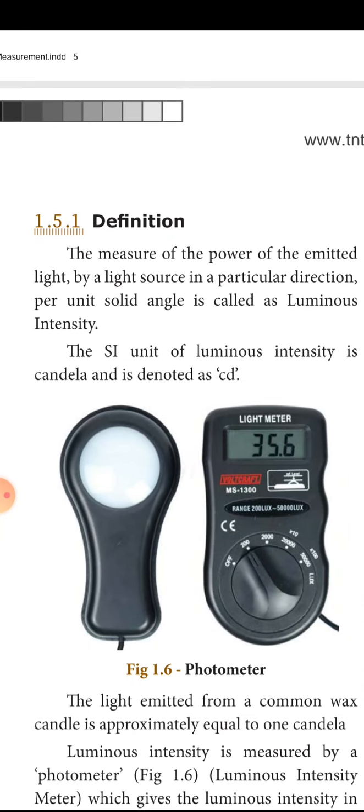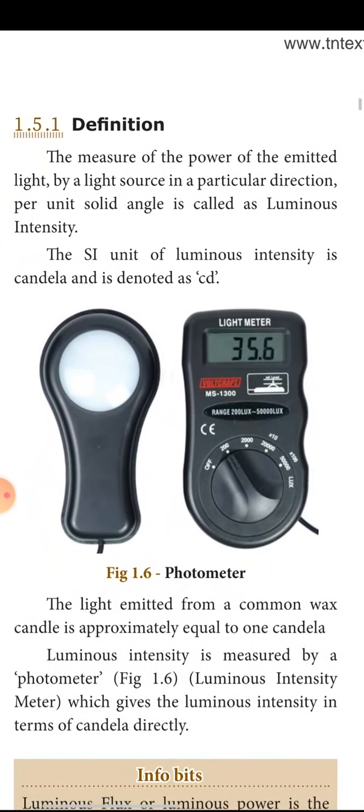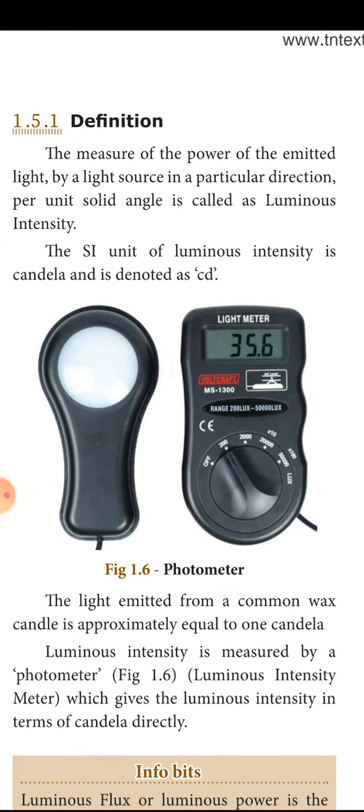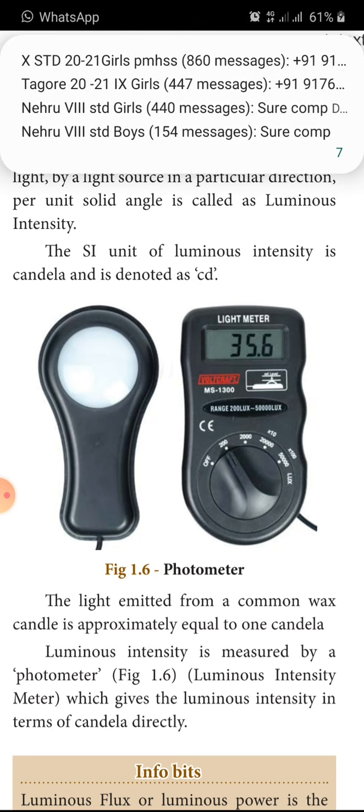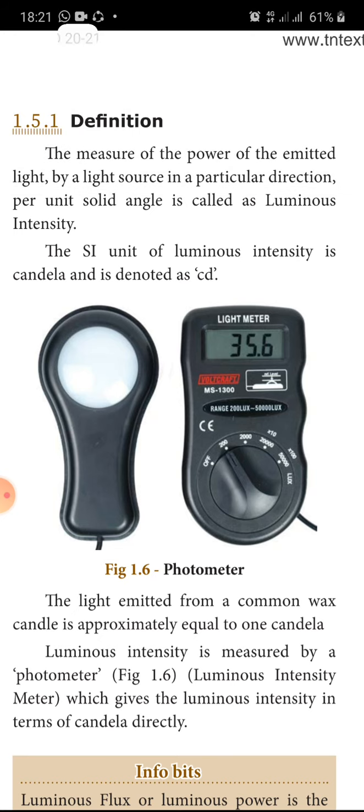The measure of the power of emitted light. The emitted light from a luminous object can be measured. The measure of the light emitted by a light source in a particular direction per unit solid angle is called luminous intensity. This is the definition of luminous intensity. For luminous intensity, we need an instrument called a photometer. Using a photometer you can find out how much intensity that object emitted.